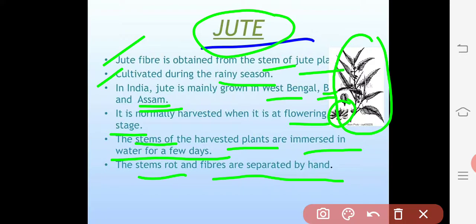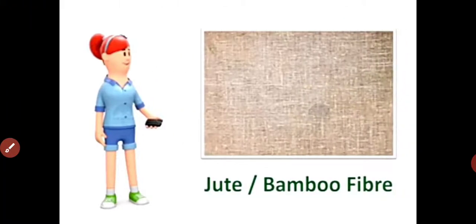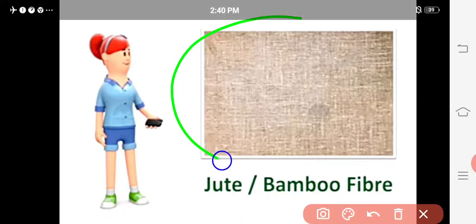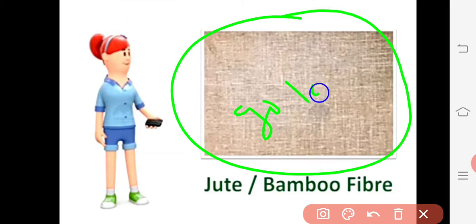So these are the six steps we find during the cultivation and harvesting of the jute plant. Have you got this clear, guys? Now see here, this jute fiber looks like this: it has a golden color, or you can call it a brown color also.